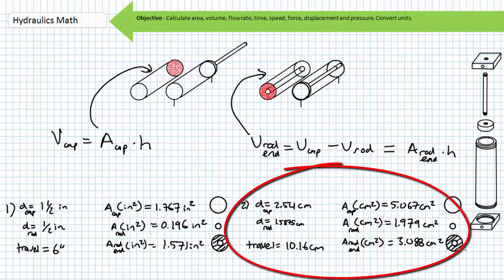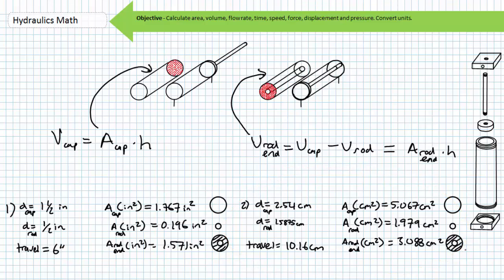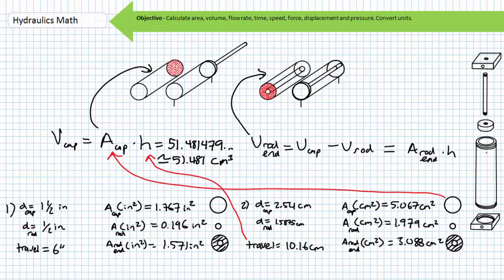Our second problem is using a cylinder with a cap diameter of 2.54 centimeters, a rod diameter of 1.5875 centimeters, and a travel length of 10.16 centimeters. Whether you went to the trouble of recalculating these values or substituted in the previous unrounded results, we're left with a full cylindrical volume we can round to 51.481 cubic centimeters.